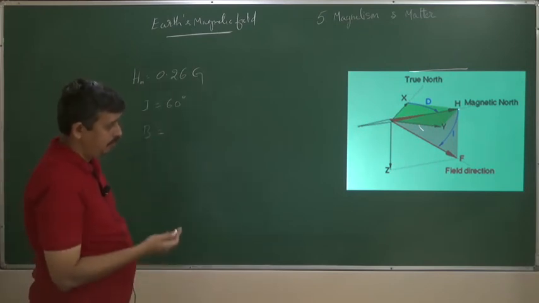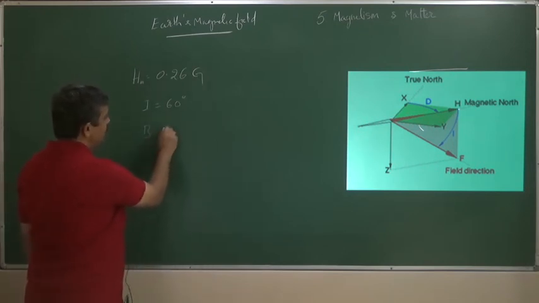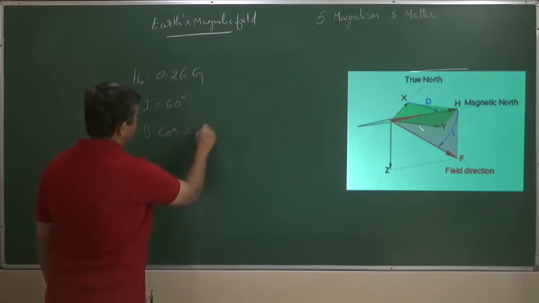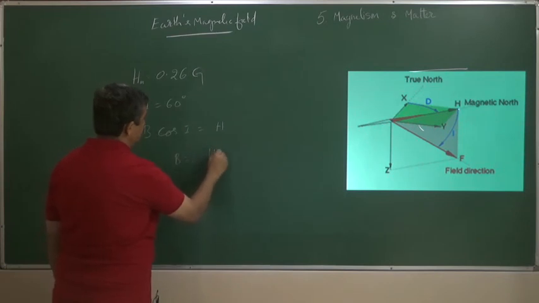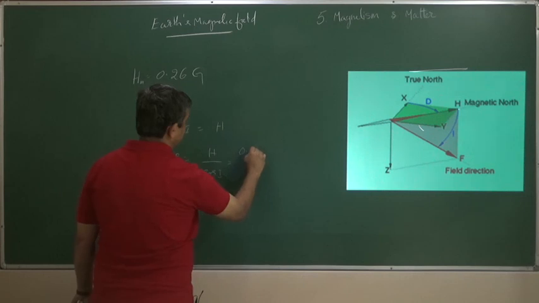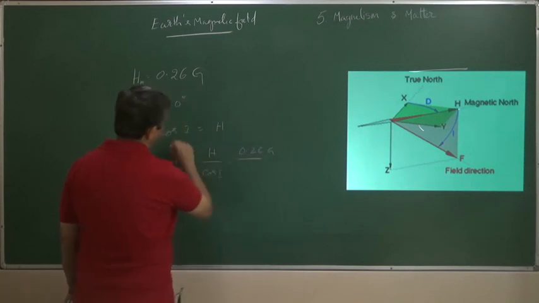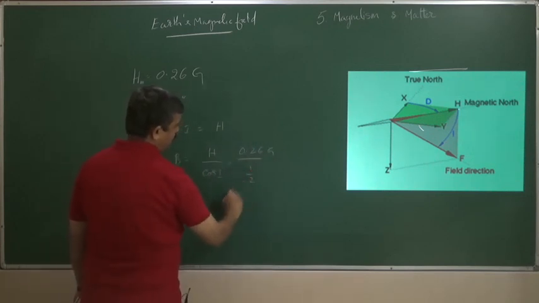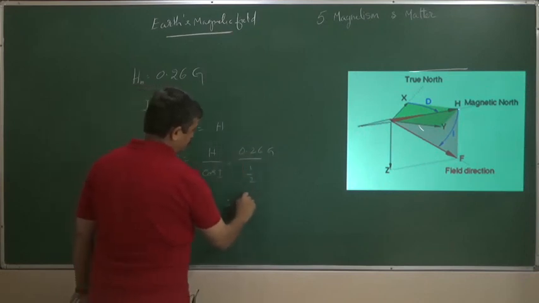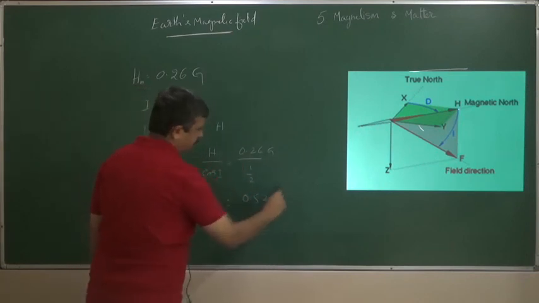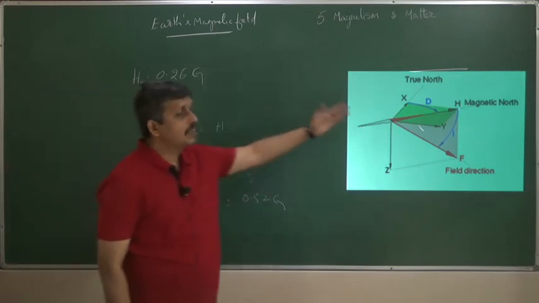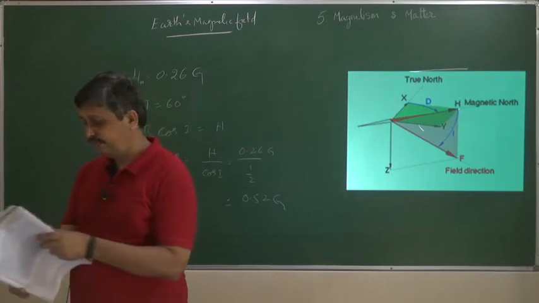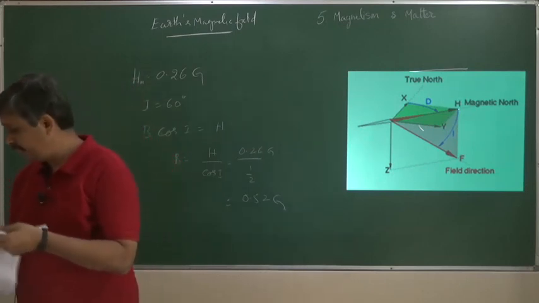We know that B cos I is equal to H, or B is equal to H by cos I. H is given as 0.26 G. Cos 60 is half. So this is 2 into 0.26, which is 0.52 Gauss. From there we can find out basically where true north is, if it is needed, from our declination.